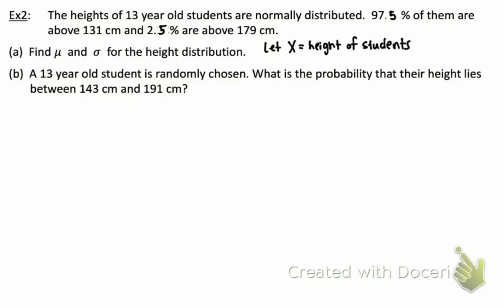Example 2. The heights of 13-year-old students are normally distributed. 97.5% of them are above 131 centimeters and 2.5% are above 179 centimeters. Find the mean and standard deviation for the height distribution. We'll start by defining our random variable x to be the height of the students. Please pause this video and try this question on your own first.